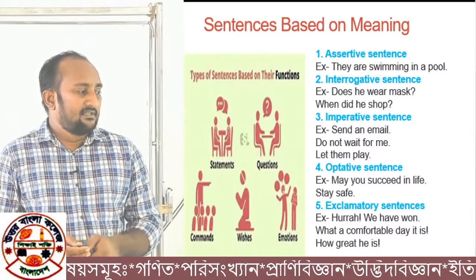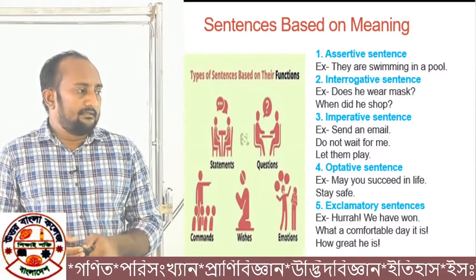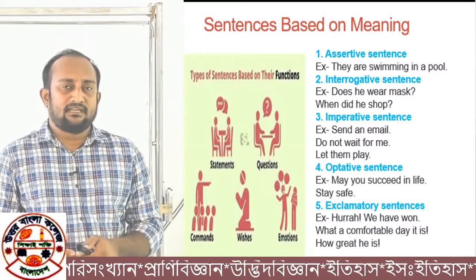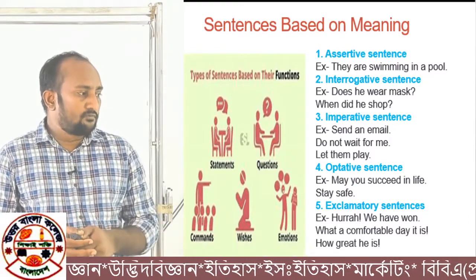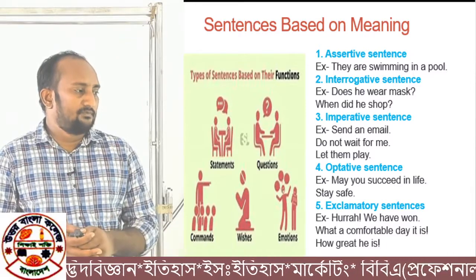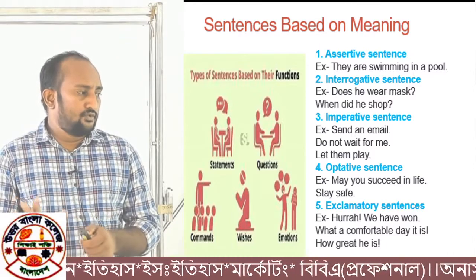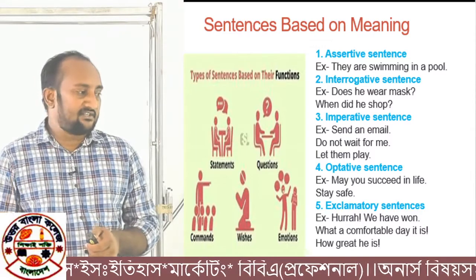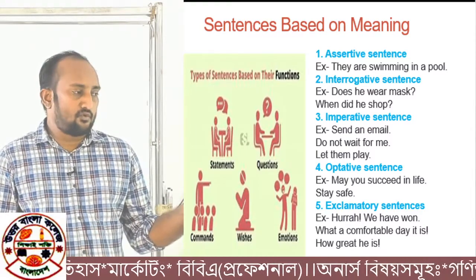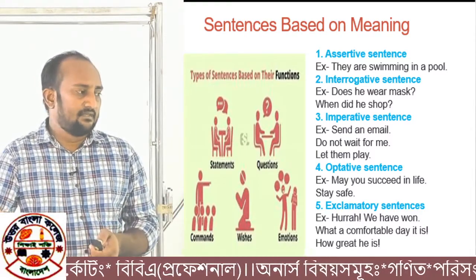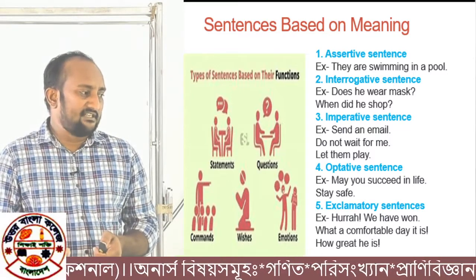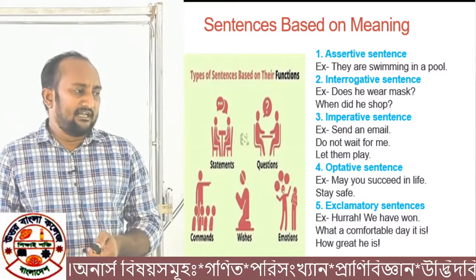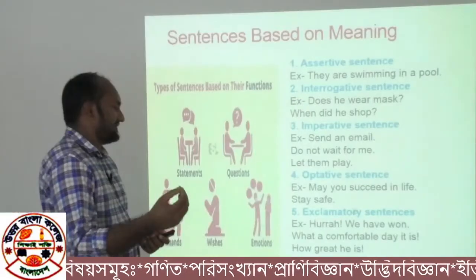Exclamatory sentence: through this sentence people express their high emotion. Hooray, we have won! What a comfortable day it is! There are 2 structures for exclamatory sentences. First begins with the exclamatory word, then a sentence like an assertive one, and the other structure begins with "what" and "how", and then other words, and then the subject and the verb.